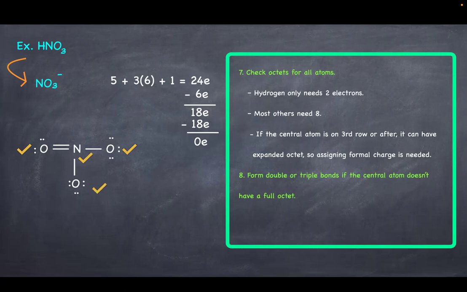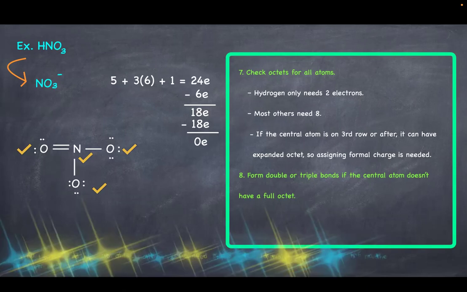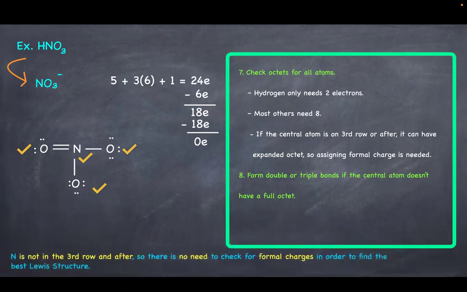So we're good. Again, for the central atom, I take a look at it. If it's in the third row, I have to watch for formal charge because it can have an expanded octet in some cases. We see that nitrogen is only in the second row, so it's happy with just having 8 electrons. So the structure is good now.